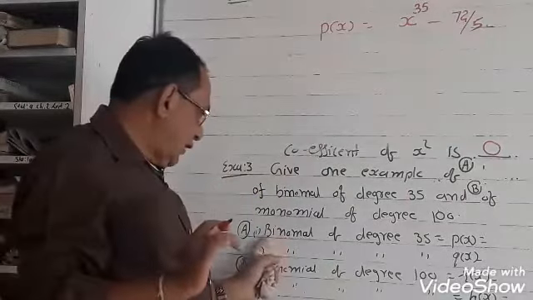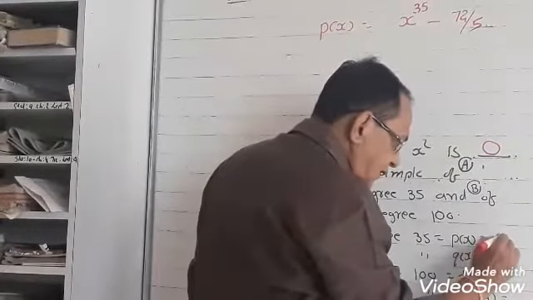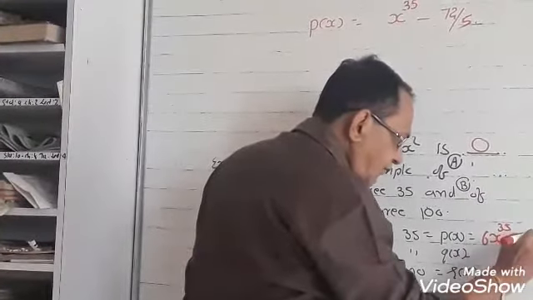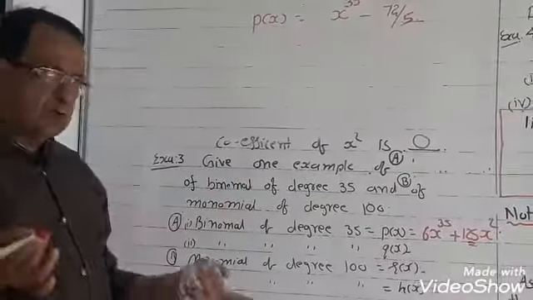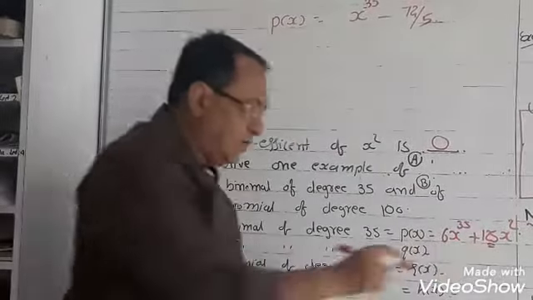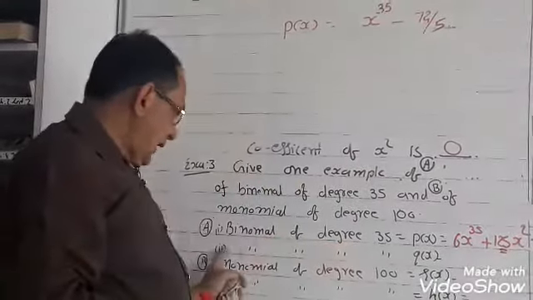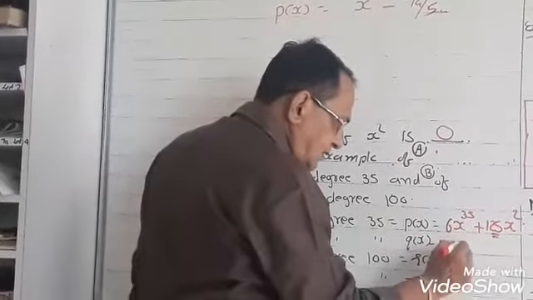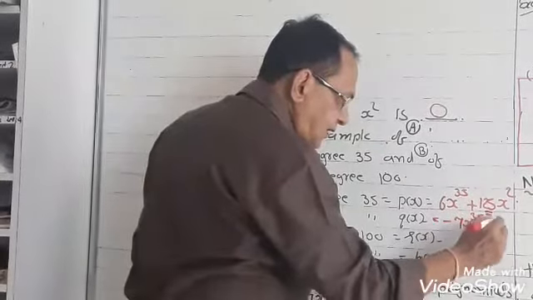Clear? So I have a binomial of degree 35: 6x raised to 35 plus 125x square. 125 is not a power, it is a coefficient, so you can write it here. I have taken also another example: minus 7x raised to 35 plus 8.